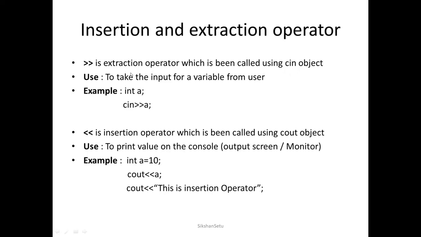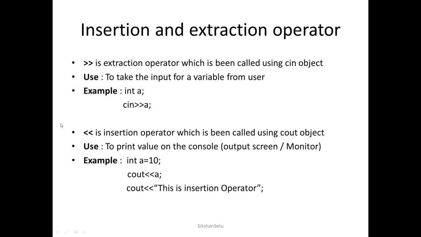So what is the use of it? It is there to take the value from the user. For example, we have declared one variable, integer a, so cin is the object and this is our extraction operator and the variable name. This statement tells us that the user has to enter the value of a. So in short, this extraction operator is used to take the value of a particular variable from the user.